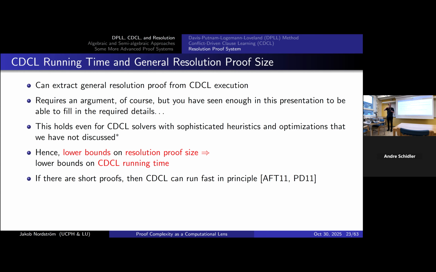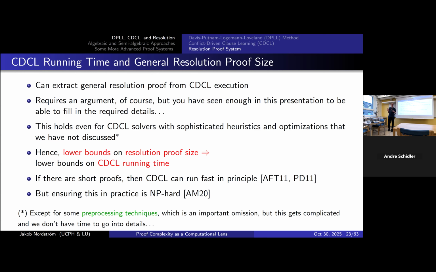However, if you want to do this with full algorithmic guarantees, then this is as hard as solving it. And this is what was shown in a formal sense in this paper by Atserias and Müller: that automating resolution, or finding short resolution proofs efficiently, is NP-hard. So it's as hard as solving satisfiability in the first place. The caveat here is that I didn't discuss pre-processing.